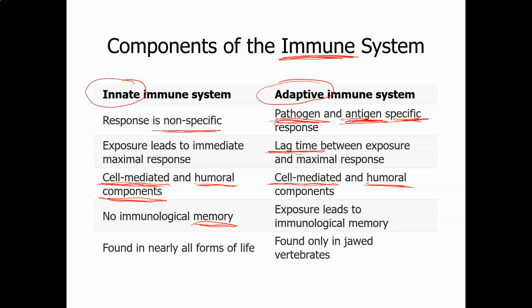The adaptive immune system has a memory. That is why vaccines work. The only animals that have an adaptive immune system are jawed vertebrates. That means they have a backbone and a jaw.